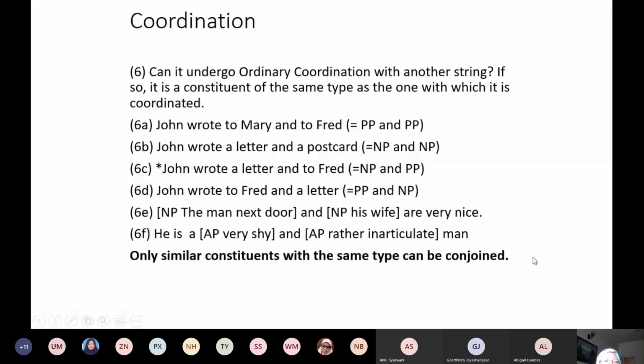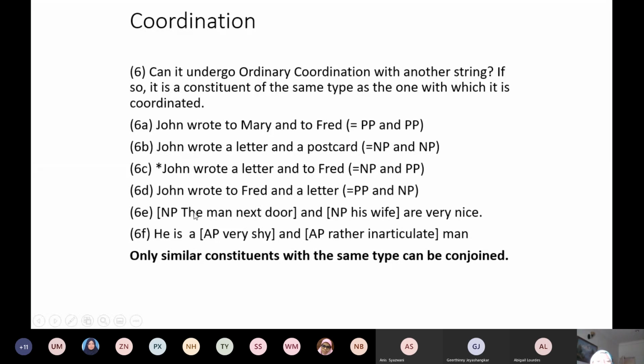Okay, coordination. Can it undergo ordinary coordination with another string? So we look here. That 6A, where we have the PP to Mary and PP to Fred, is okay. 6B, we have an NP, a letter, and a postcard, which is an NP. NP is okay. However, 6C, no go. John wrote a letter and to Fred. Why is it? Because one is a noun phrase, a letter, and the other is a prepositional phrase.